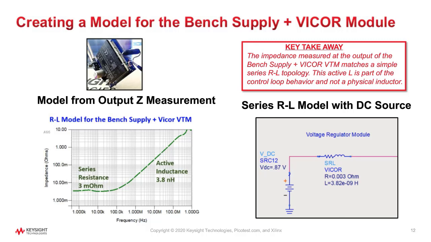This inductor is not a physical inductor, but rather the active inductance of the power supply control loop. This simple behavior, seen with the bench supply connected to the Vicor module, can be modeled on a schematic as an ideal voltage source in series with a 3 milliohm resistor and a 3.8 nanohenry inductor.